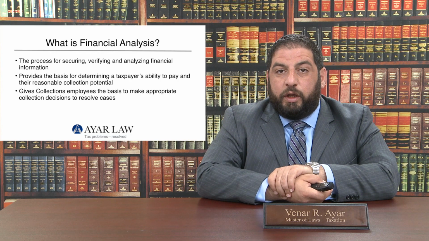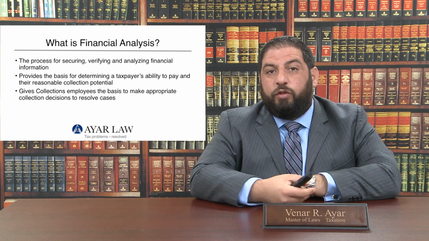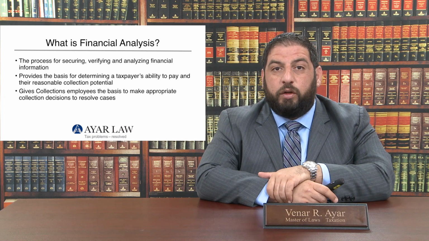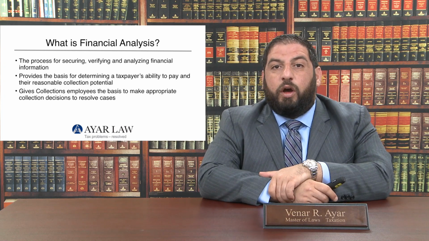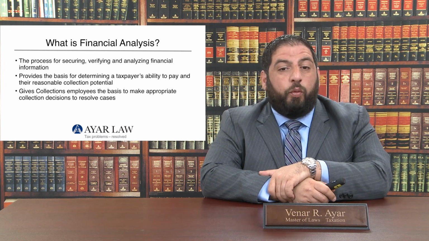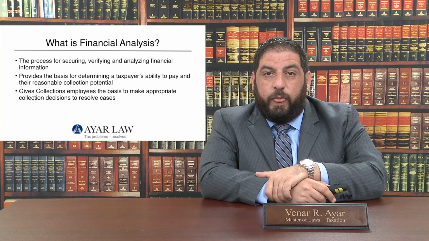Monthly ability to pay is useful in determining installment agreements. Reasonable collection potential is useful in determining IRS offer in compromise eligibility and the amounts. It also gives collections employees the basis to make appropriate collection decisions in order to resolve their cases.